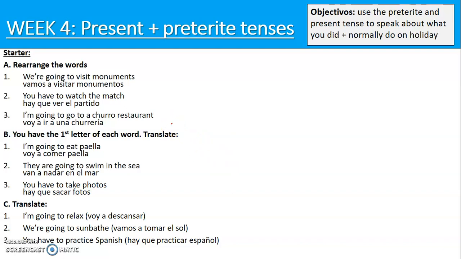I think last time, remember, we saw this new phrase, hay que. So hay que is used with an infinitive, just like vamos a or voy a. So the word after a is an infinitive. So ver or visitar, ver, and then ir are all infinitives. And then same here, voy a comer.